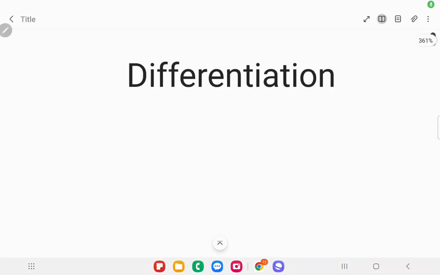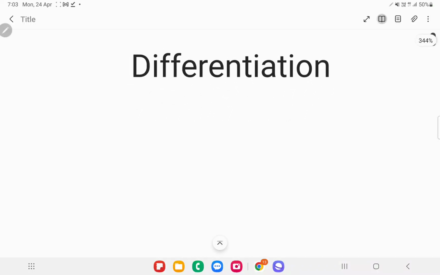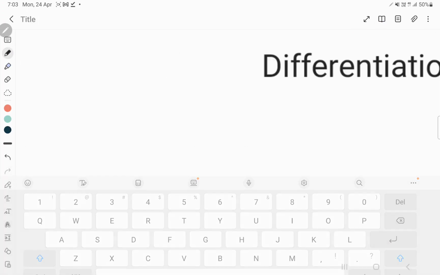I'm going to teach you about differentiation. So if you are IGCSE students, this will be the first time you are learning about differentiation. So let me teach you the basics of differentiation.